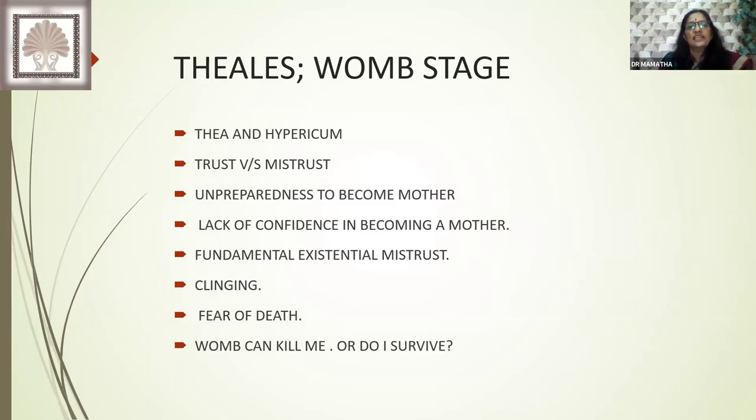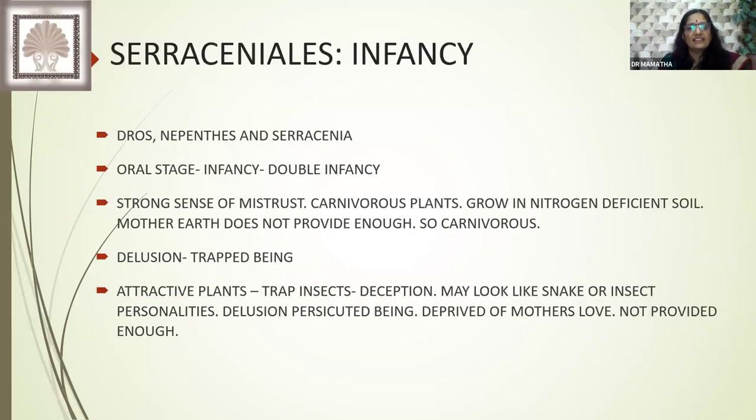So TLs is the womb stage of this natrum or infancy line. Thea and hypericum are the main remedies. Trust versus mistrust, unpreparedness to become a mother, lack of confidence in becoming a mother, fundamental existential mistrust, clinging, fear of death. Womb can kill me or do I survive? I think you all know that Thea has this delusion that she may kill her own child. That's the delusion of Thea.